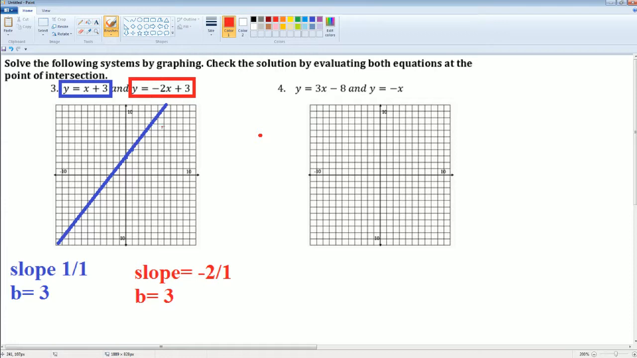So put a dot here. This is 0, 1, 2, 3. Ooh, it has the same y-intercept. That's interesting. Okay, go down 1, 2, across 1. Right? Because the negative means you go down. This is a negative slope. Okay? So you're going down. Right?